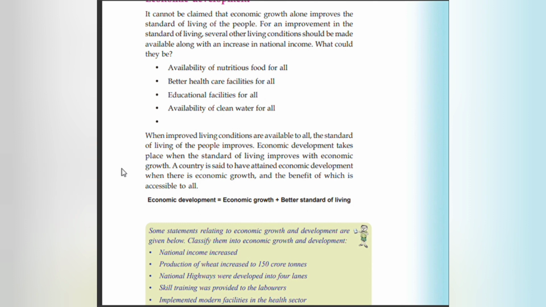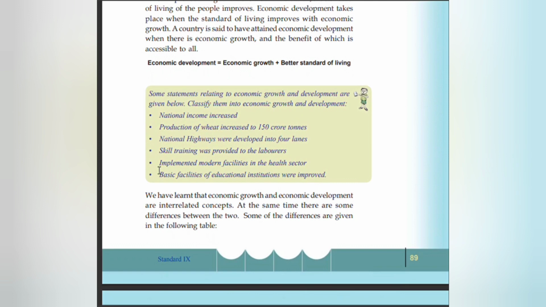Economic development takes place when the standard of living improves with economic growth. A country is said to have attained economic development when there is economic growth, the benefit of which is accessible to all. Economic development is equal to economic growth plus better standard of living.